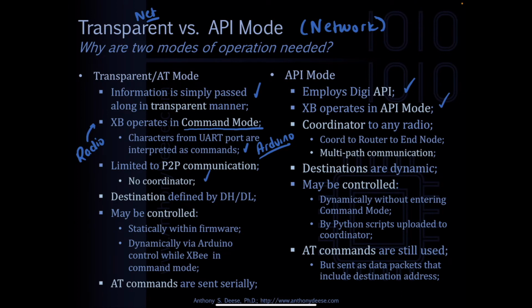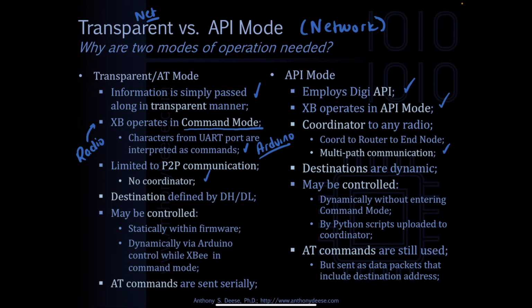In API mode, we will have a network coordinator, and this coordinator will facilitate communication within a star network of radios. So we will have multi-path communication, multiple end nodes and routers all communicating with one another and relaying that information back to a coordinator. We're going to talk about the subject of coordinators more in 1 second.